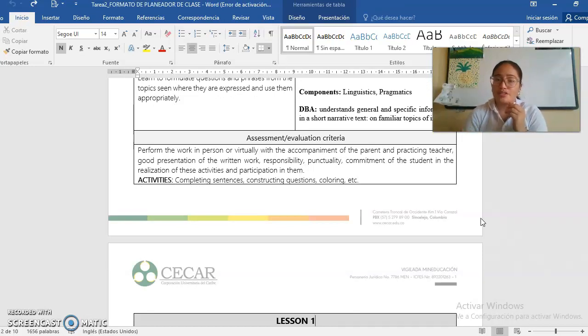Assessment evaluation criteria. Perform the work in person or virtually with the accompaniment of the parent and practice teacher, good presentation of the written work, responsibility, punctuality, commitment of the student in the realization of these activities and participation in them. Activities: completing sentences, questions, etc.